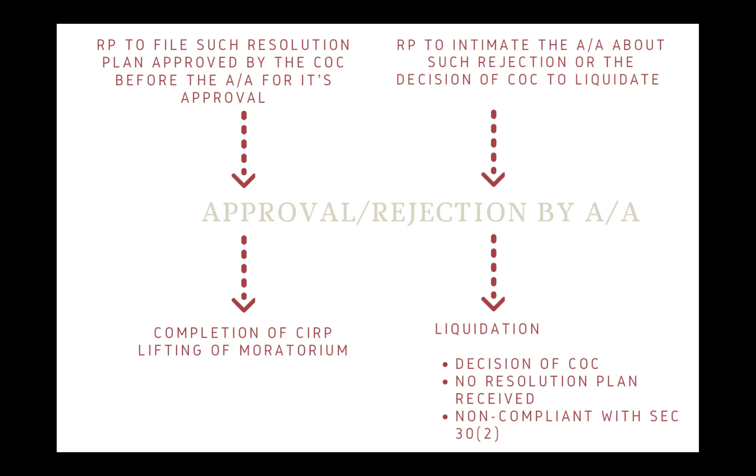Number one, where the liquidation value is higher than the resolution amount, or number two, where other resolution plans might be favorable, and in which cases the committee of creditors cannot simply go for the H2 bidder or H3 bidder and vote on it. That is not possible. So what should the committee of creditors do?